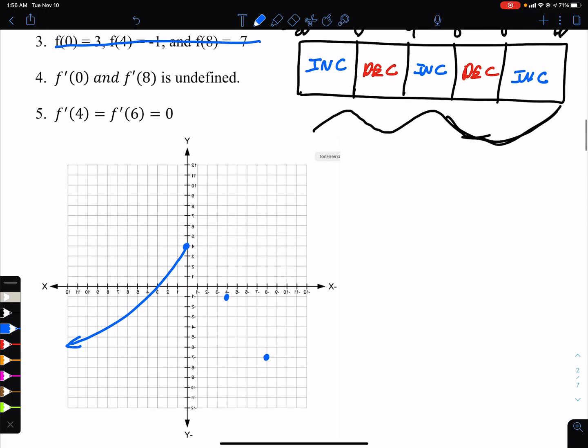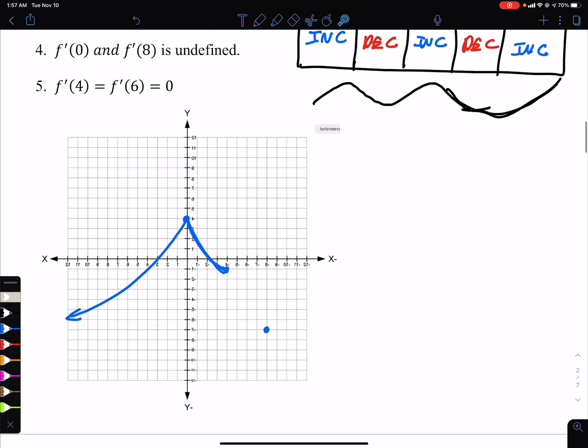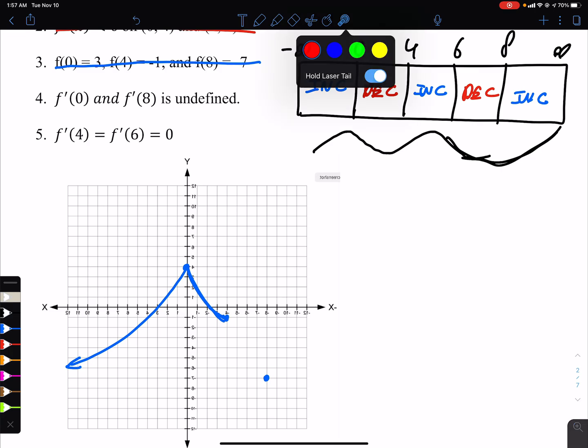So the function is increasing, but then after that it's decreasing. So I need to decrease from here to here, but the derivative is undefined at 0, so I need a sharp point right there. So I, for fun, am going to do this. Now, you say, why do that? How come it's not like this? It could have been like that. It could have been a straight line. Yeah, you could have drawn a straight line, possibly. Okay, but we're doing a graph. There are multiple answers.